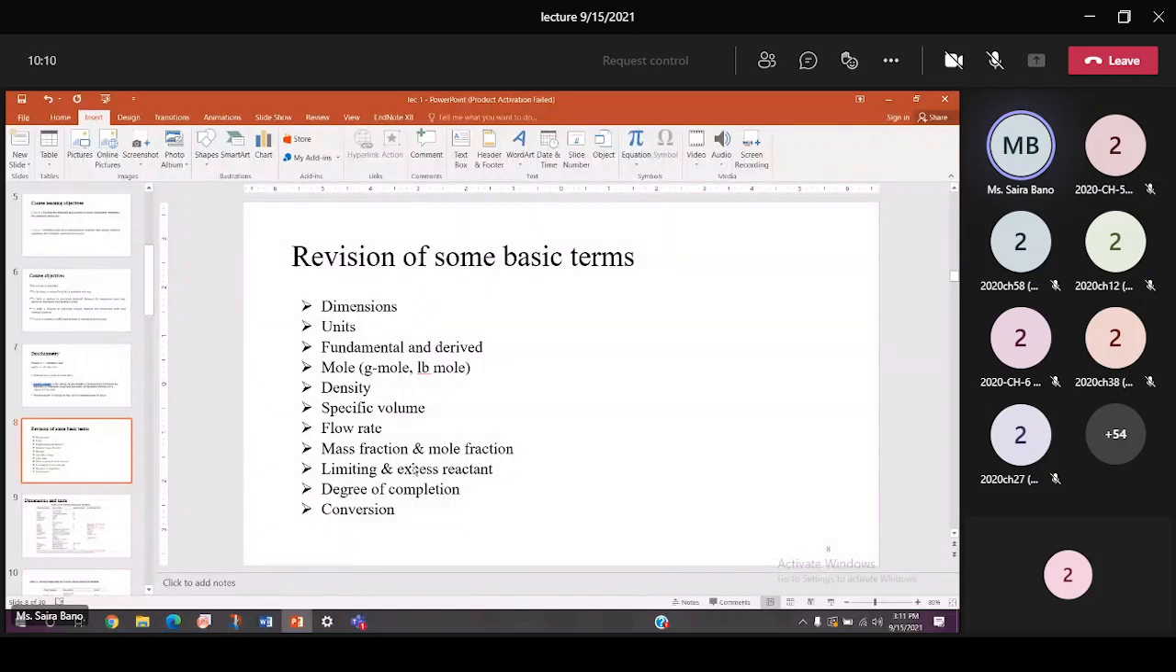So talking about the mass fraction, you are familiar with this mass fraction of any component. Like if you have a mixture of say three components, component A, B, and C, and you want to find the mass fraction of component A, then it will be equal to mass of component A divided by total mass of the mixture, mass of A plus B plus C. And if you want to find the mass fraction of B component, then it will be equal to mass of component B divided by total mass of the components.